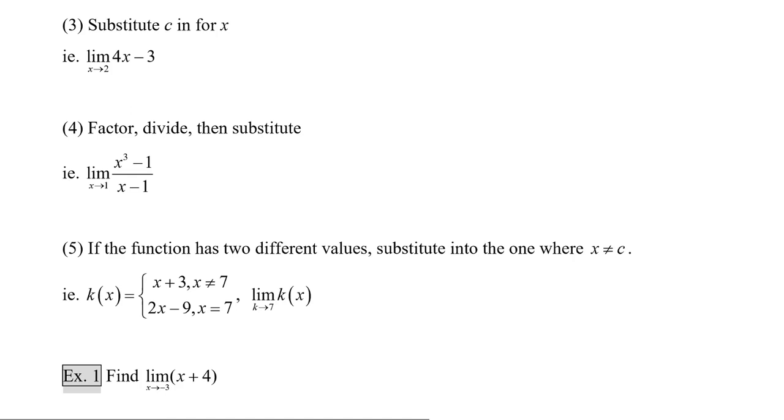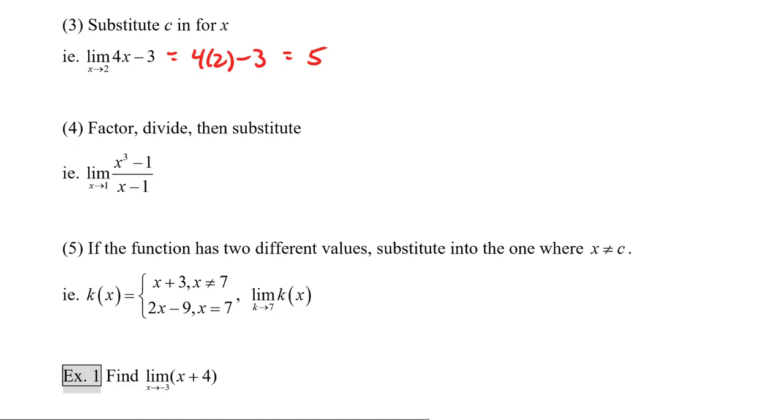So technique 3, substitute c in for x. Whenever possible, if I can just plug in my c value into the function inside the limit and get a number, that's the value of the limit. So this is going to be equal to 4 times 2 minus 3, or 8 minus 3, which is equal to 5.